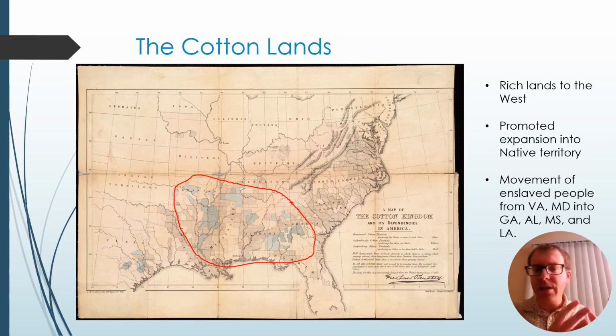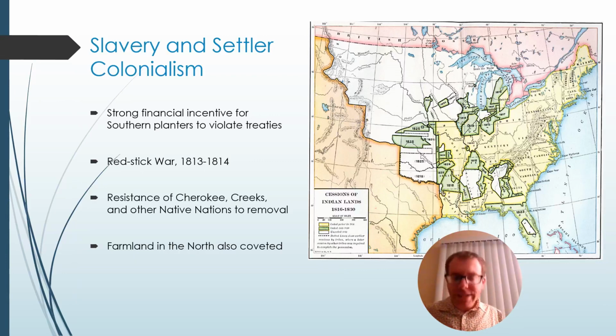routinely as plantation owners in Virginia seek to make a profit by selling people, selling human beings. Practically, this also gave a strong financial incentive for Southern planters to violate federal treaties that the federal government had made with Native nations in these cotton lands, which would be incredibly profitable for them to have.